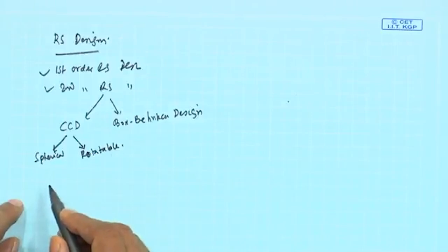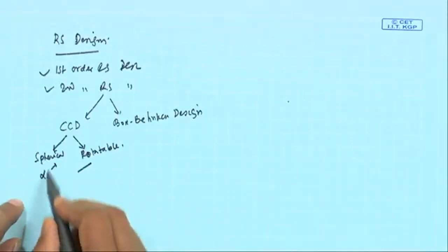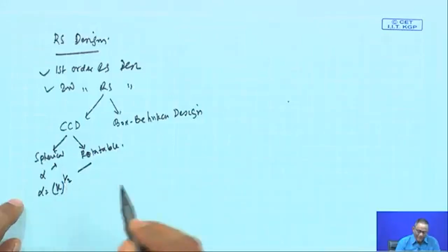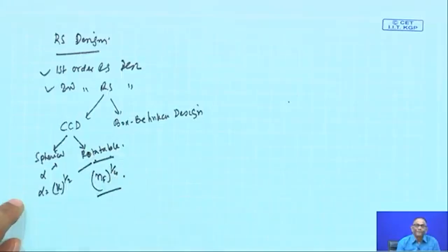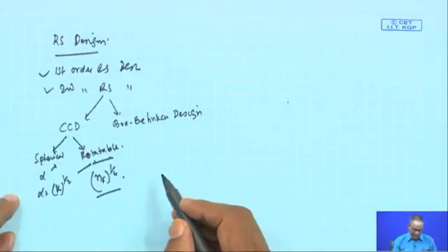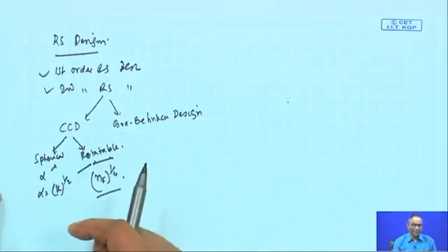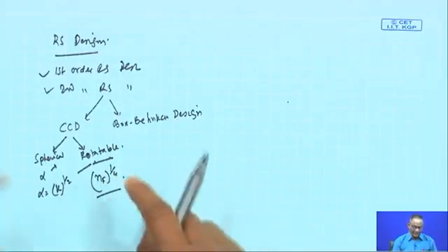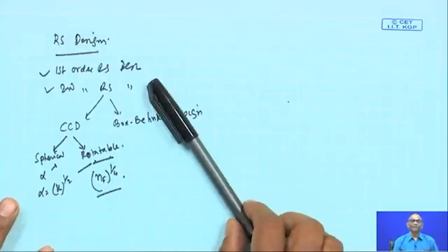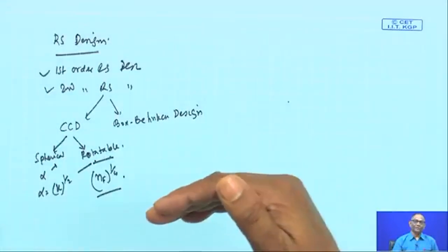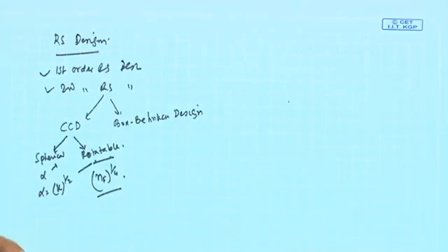Depending on the value of alpha, alpha will determine whether it is spherical or rotatable. In the spherical case, we say alpha equals k to the power half, whereas in the rotatable case, it is nf to the power 1 by 4. I also showed you that there is not much difference between spherical and rotatable, particularly for different cases, and they are more or less equivalent, in the sense that a spherical one also has minimum equal variance at an equal distance from the center of the surface. Anyhow, those things are known to you.